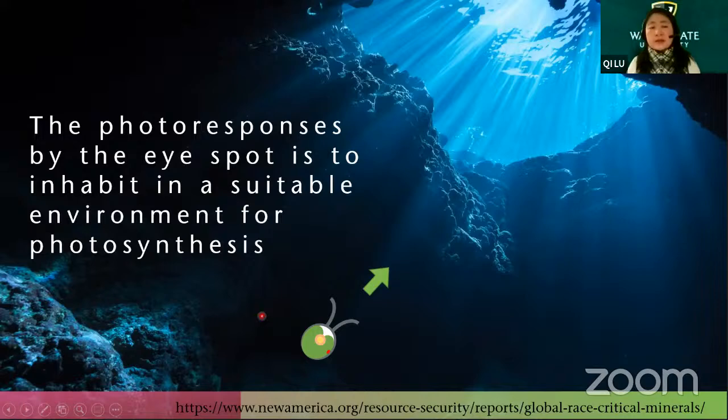The photoresponse by the eye spot is to inhabit a suitable environment for photosynthesis. So although it's a single cell organism, it's a kind of like a plant that requires the light to do photosynthesis to enrich the nutrition. So it will move. If it stays in a very dark area, it will rotate slowly, and until it senses the light beam, then it will move towards the light resource.